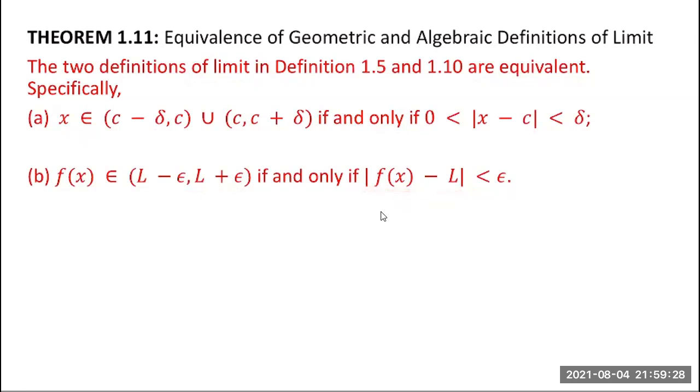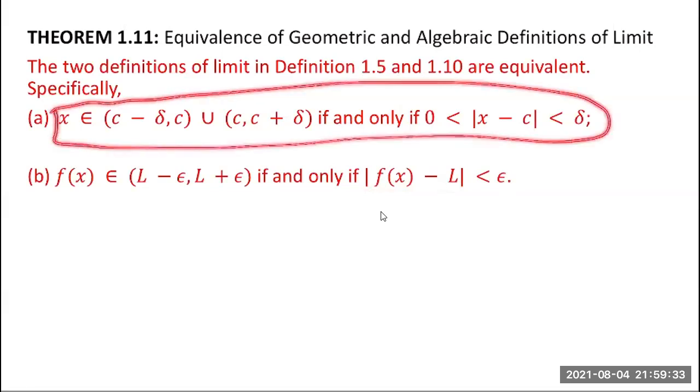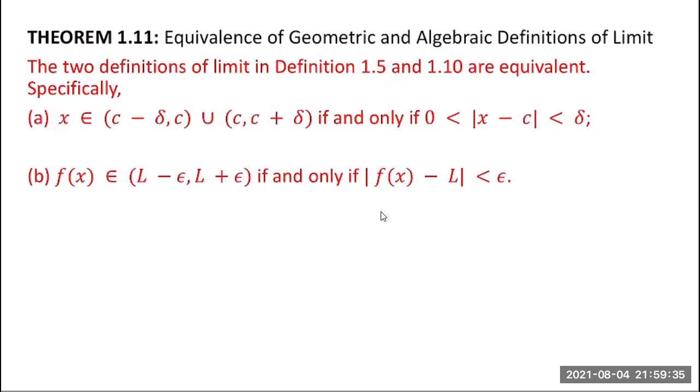Okay, so I will prove one of these parts. The other part is very similar. All right, how do you prove that? Let's prove both directions. If x is in this punctured neighborhood, punctured interval, then you have to show that the absolute value of x minus c, which is the distance between x and c, has to be greater than 0 and less than delta. How do you prove that?